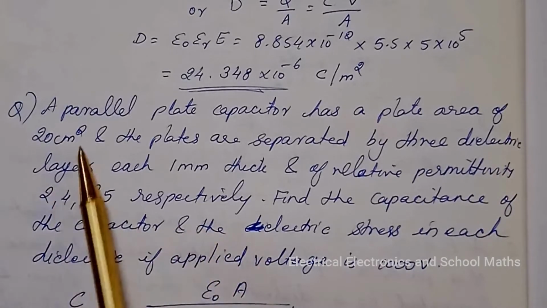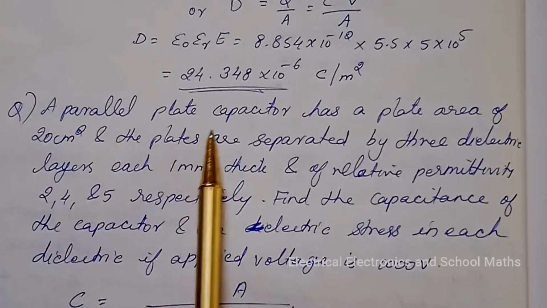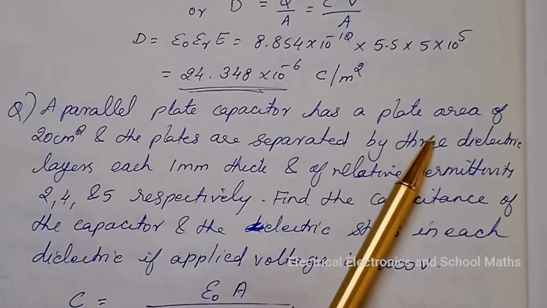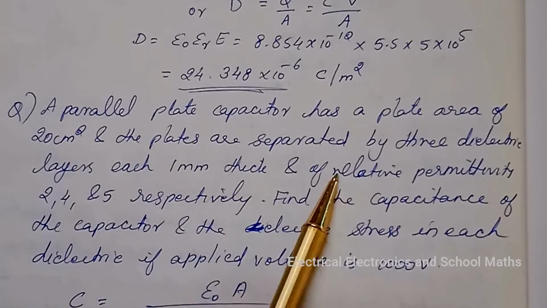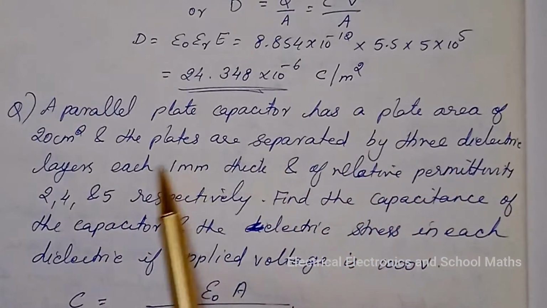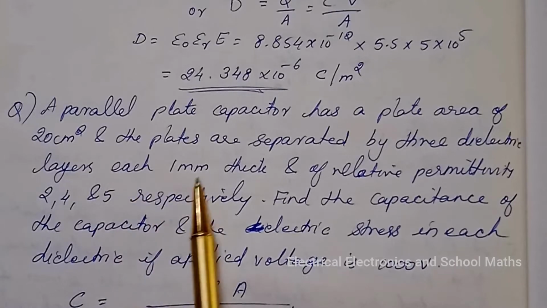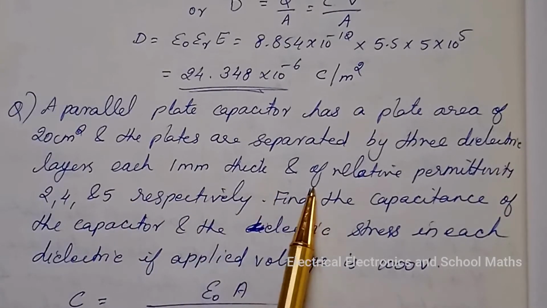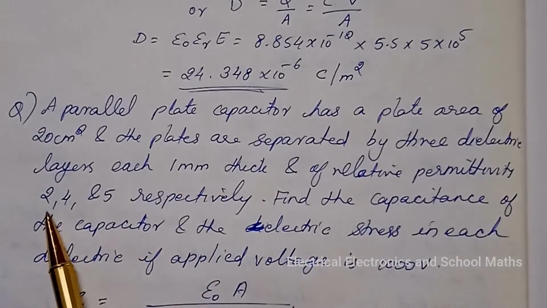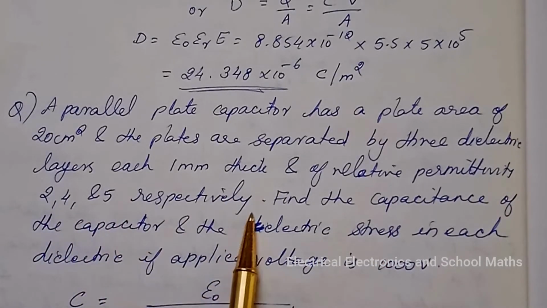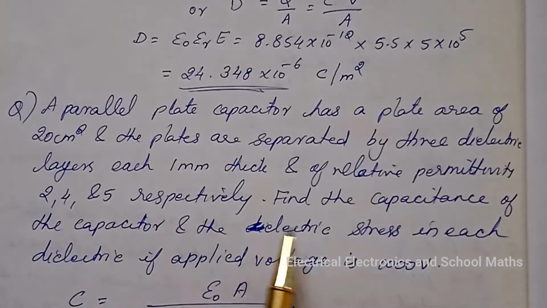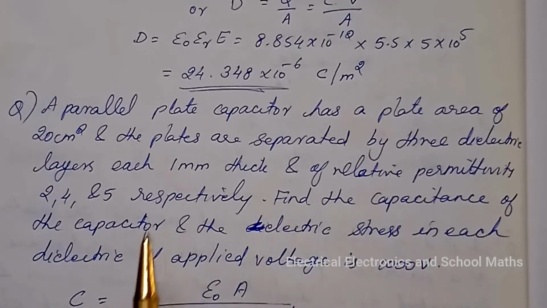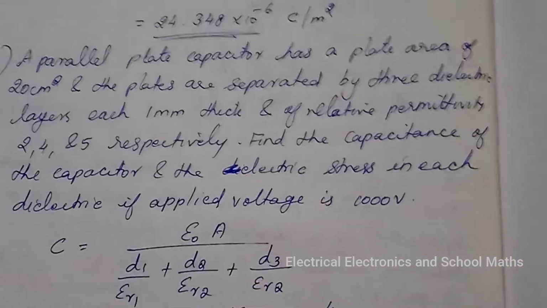Let us do another problem. A parallel plate capacitor has a plate area of 20 cm square and the plates are separated by 3 dielectric layers, each 1 millimeter thick and of relative permittivity 2, 4 and 5 respectively. Find the capacitance of the capacitor and the electric stress in each dielectric if applied voltage is 1000 volt.